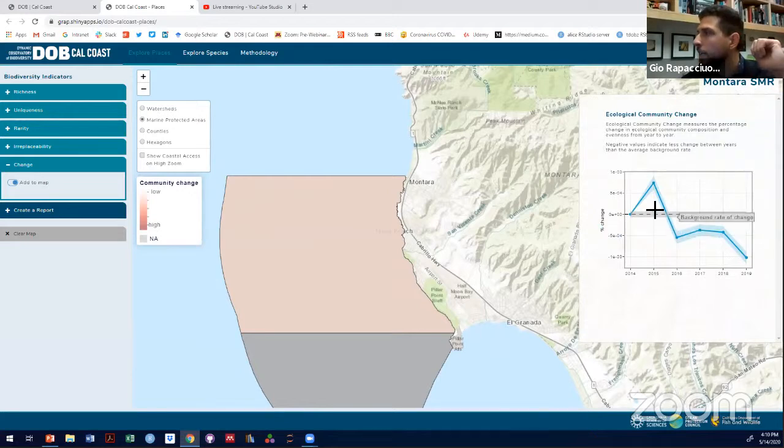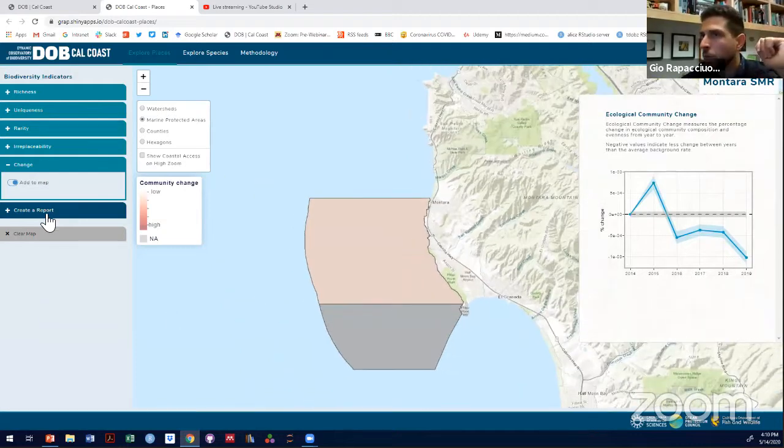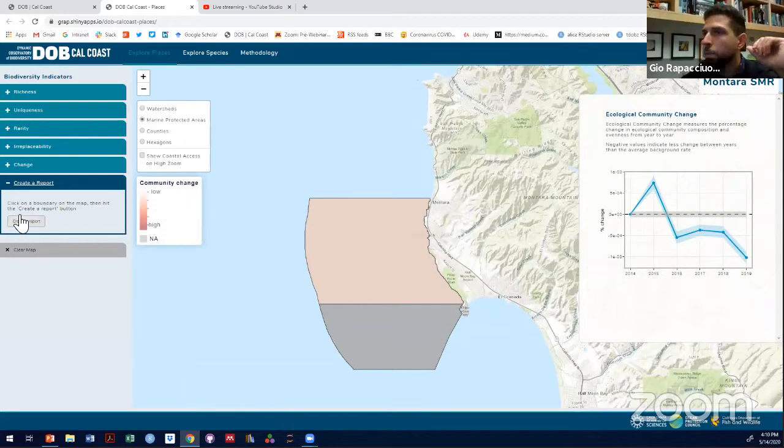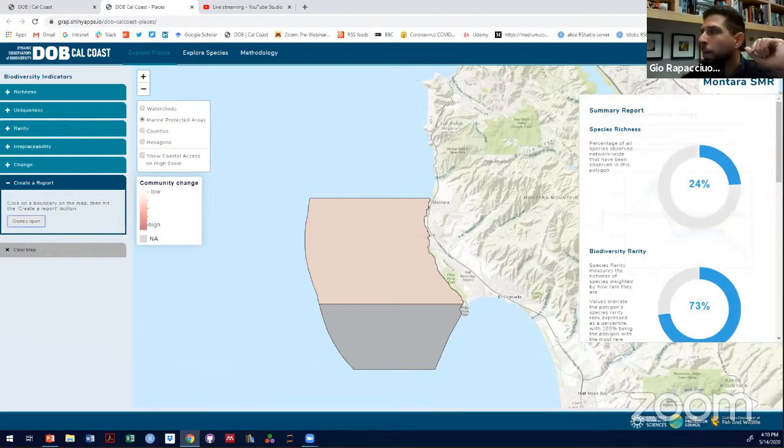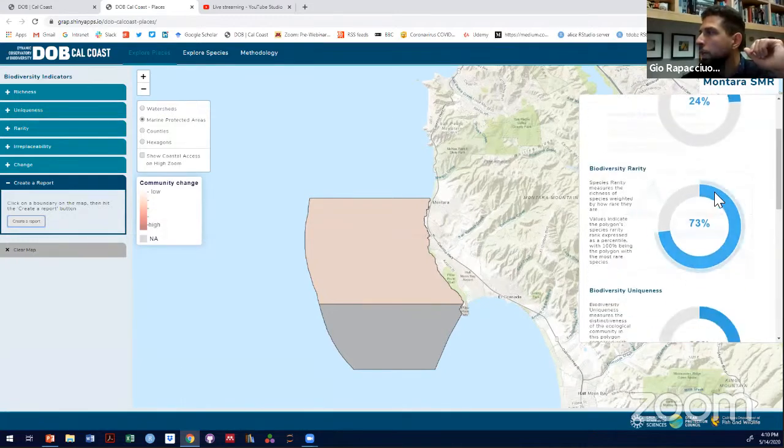And it gives you an idea of how much change was happening in the ecosystem at that time, based on all species combined. A handy thing if you're interested in a particular place is this report feature here, which allows you to get all the measures together for a given place. And so you see here that for Montara, we're getting estimates of species richness, biodiversity rarity. These are expressed as percentages, and really the percentage reflects how highly it is ranked compared to other MPAs.